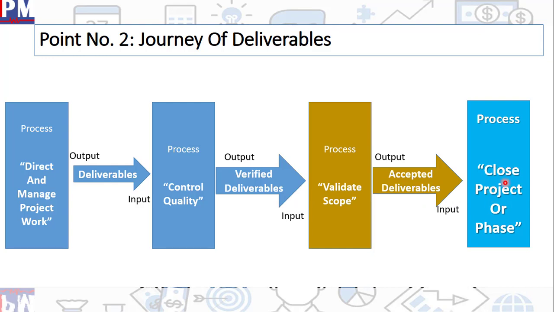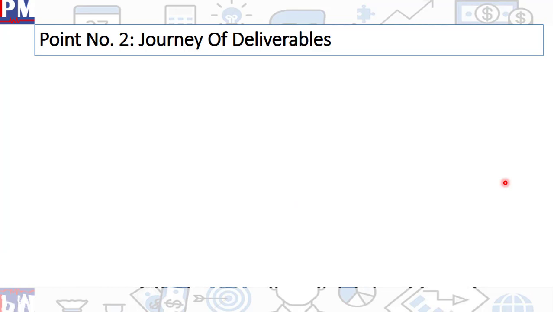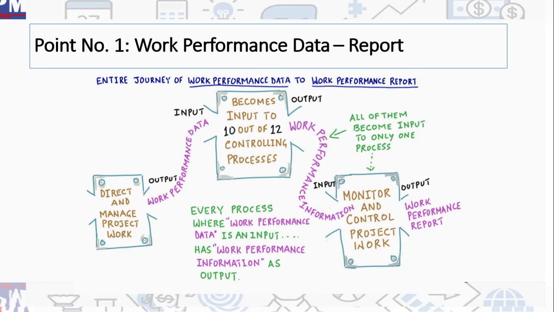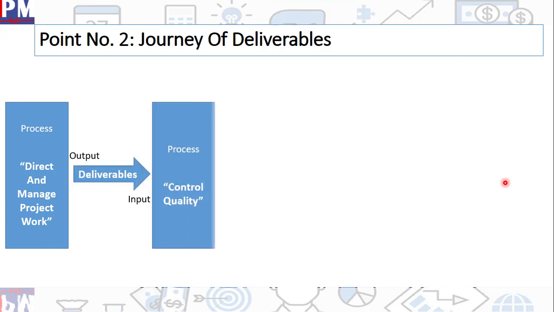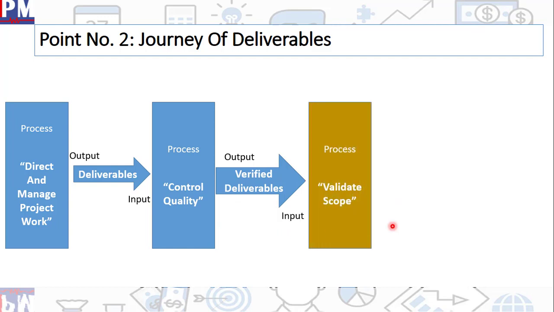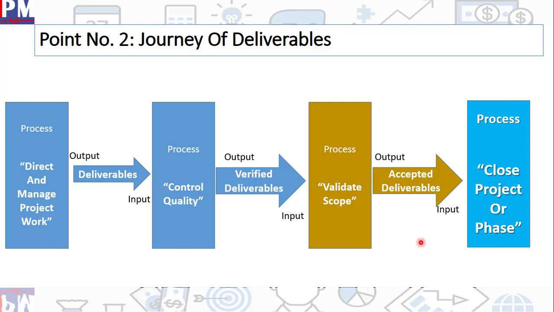All right, now we have to close the project. Right? So let's have a look at it one more time. Deliverables. Deliverables are created by direct and manage project work, which become an input to the process called control quality. If it gets approved here, it becomes verified deliverables, which in turn become an input to validate scope. If approved, it becomes accepted deliverables, and that is the trigger to close project or phase.